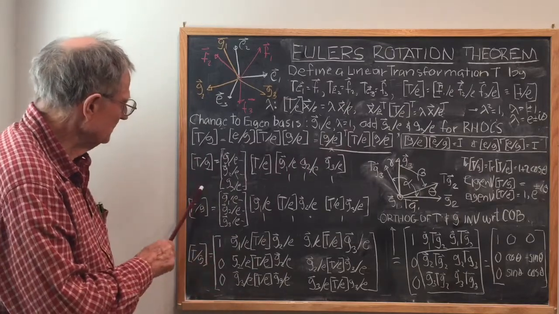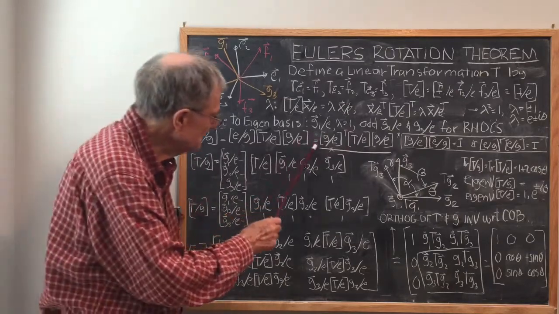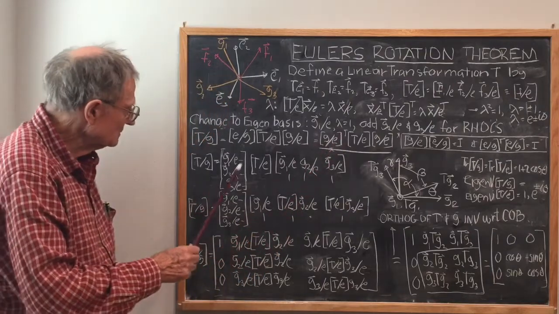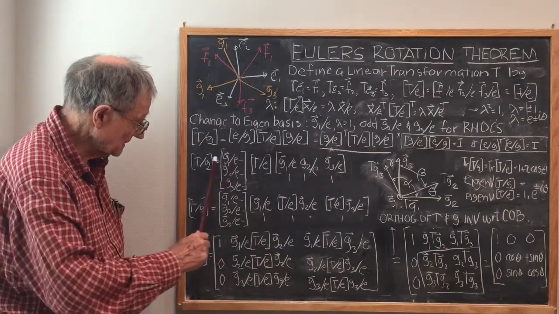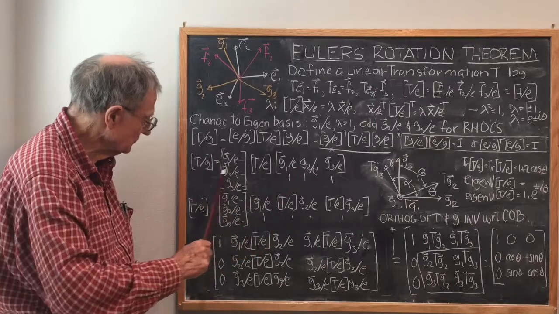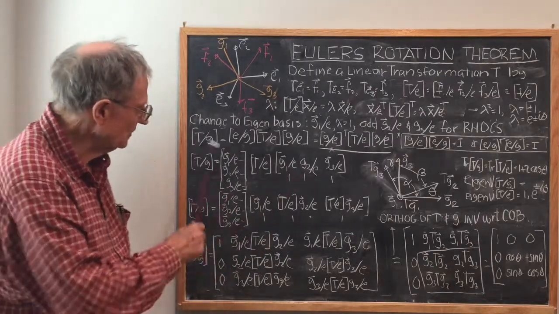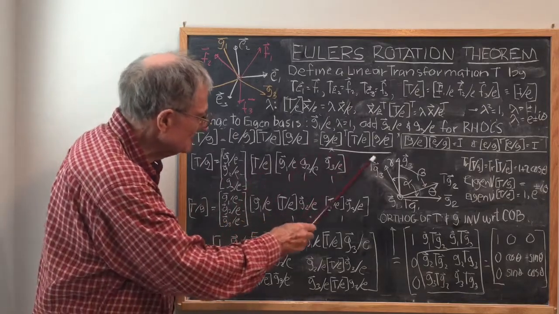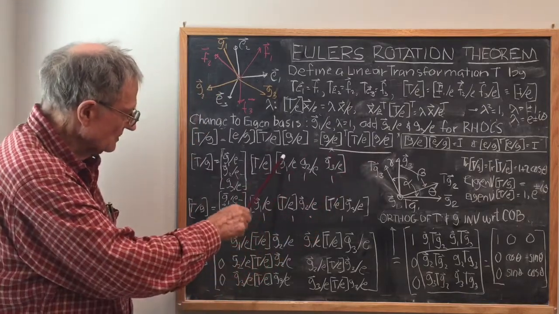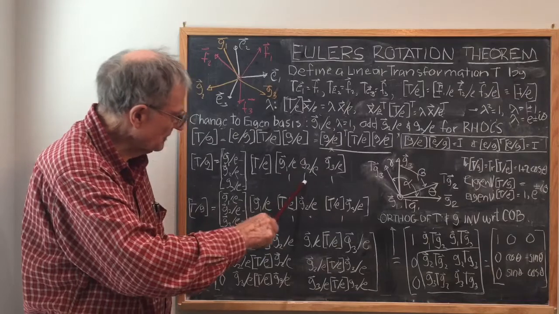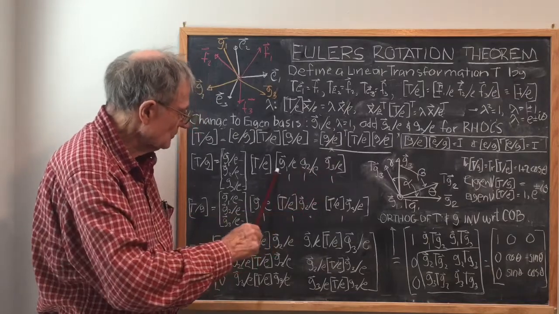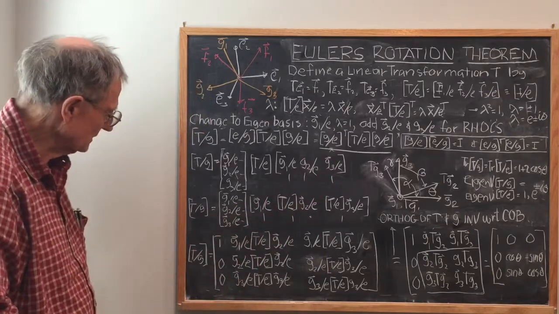So T with respect to G is G with E transpose, so that's G1 with respect to E as a row vector, G2 as a row vector, G3 as a row vector, which we multiply times T with respect to E, then G with respect to E: G1 with respect to E, G2 with respect to E, G3 with respect to E, where these are column vectors.